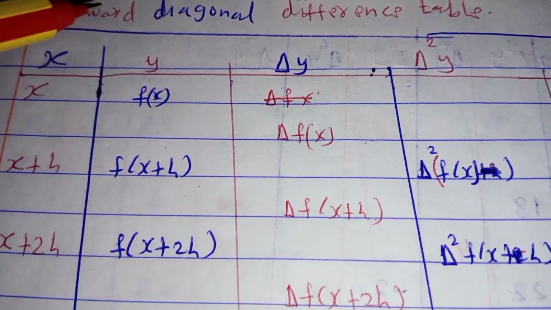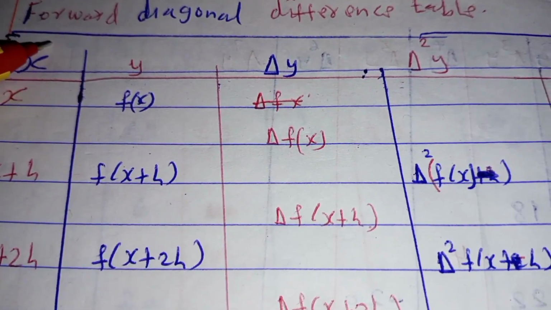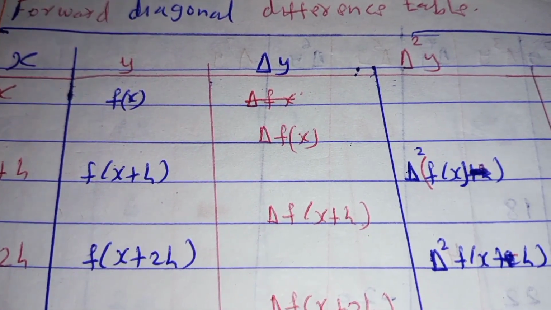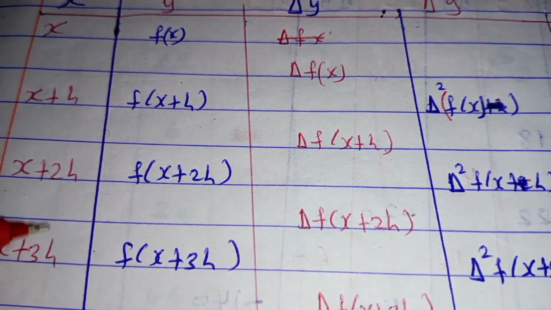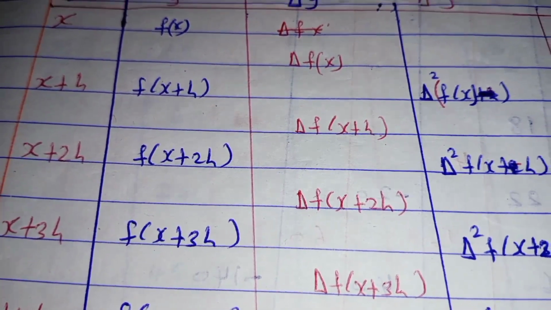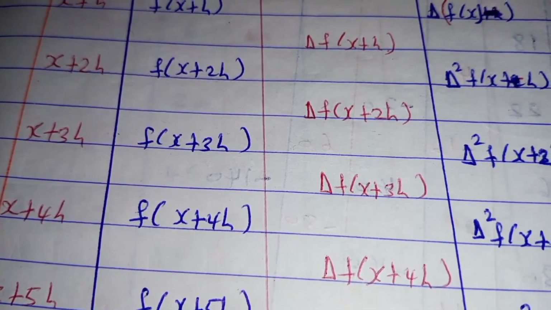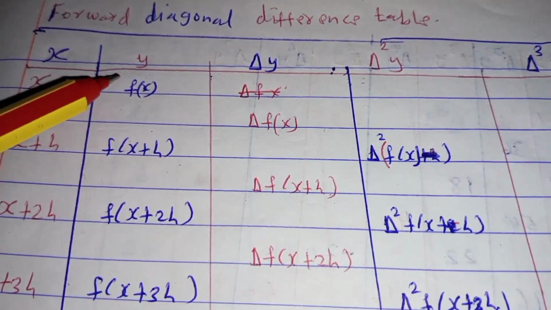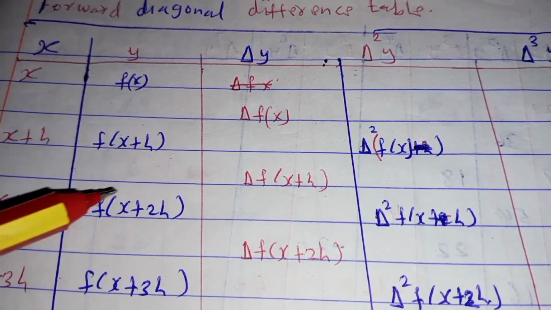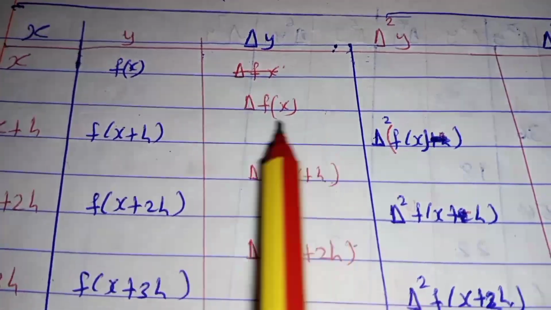Learning in numerical analysis. Today we are considering what is called the forward diagonal difference, whereby you write the entries of x vertically as indicated here. Then you write the entries of y as indicated here. Then from there you obtain the differences.